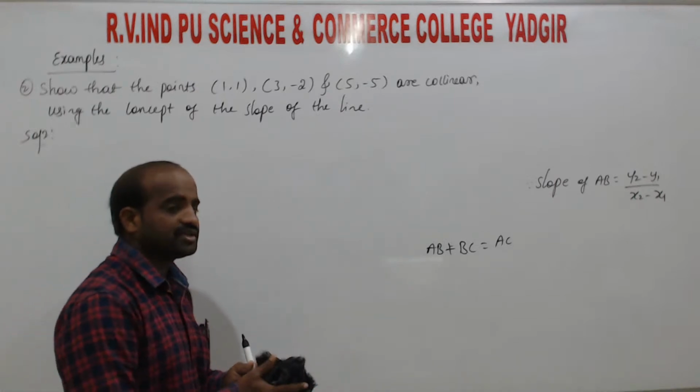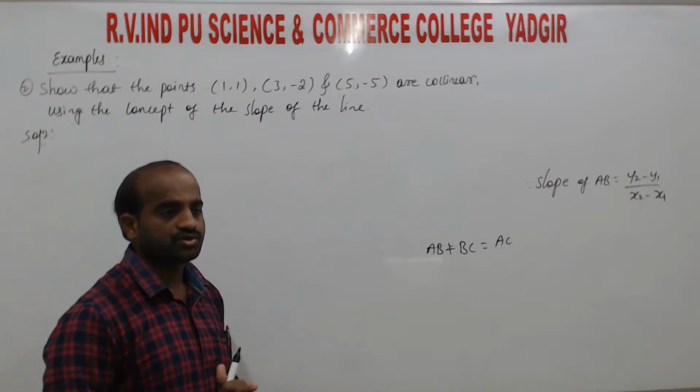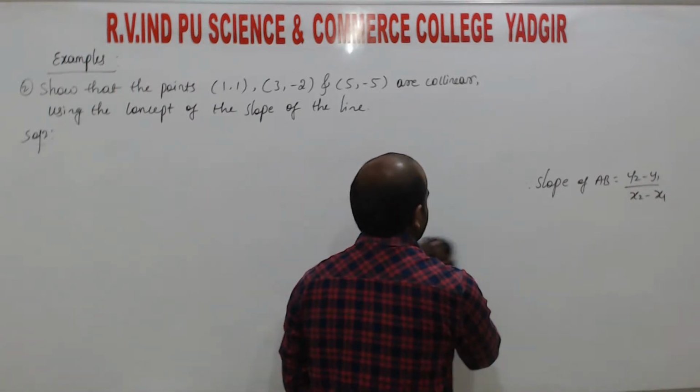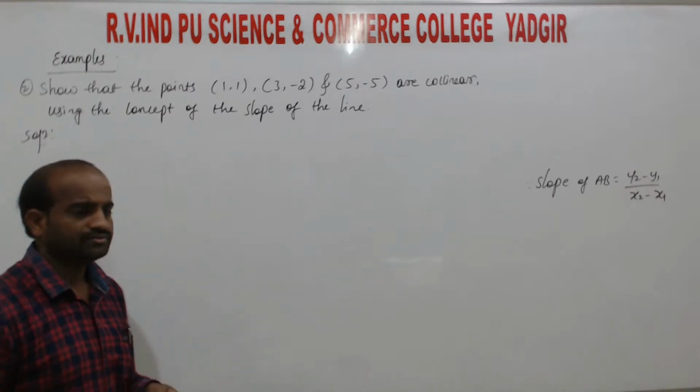What should the answer be? Slope of AB equal to slope of BC. Hence the given points are collinear. Okay.